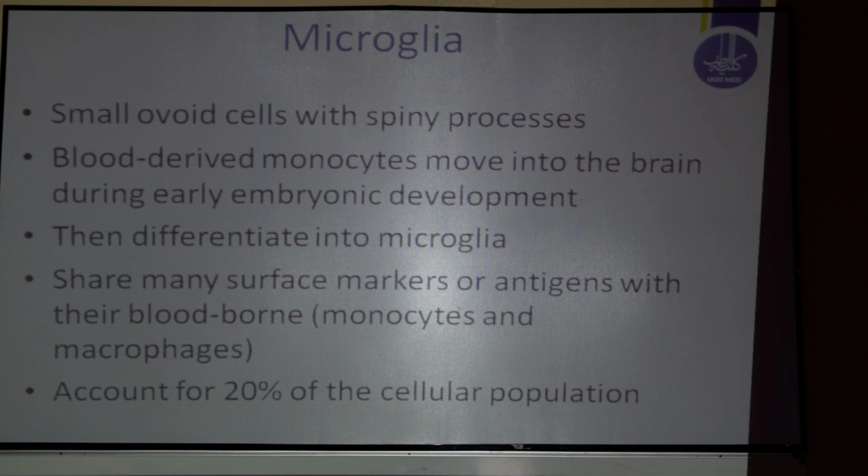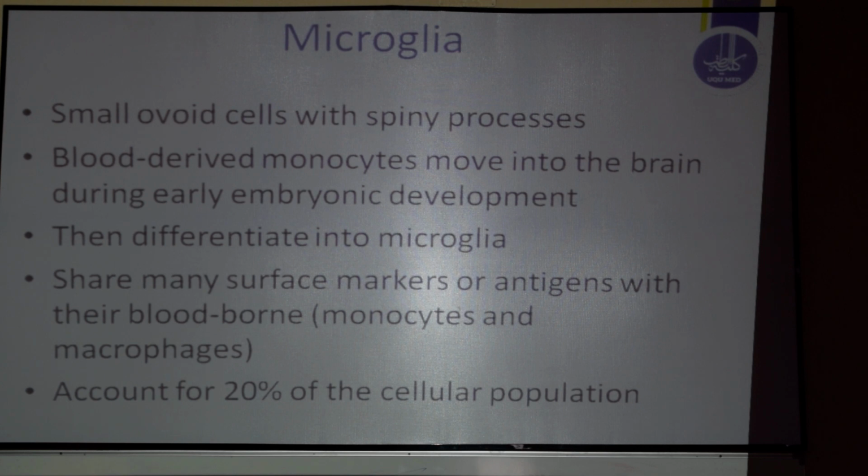In blood, monocytes rise and move into the brain. See, some of the work is done during the early developmental stages of the embryo. They then differentiate into microglia. See, in the blood, they are monocytes. They go and become microglia, and they share many surface markers.